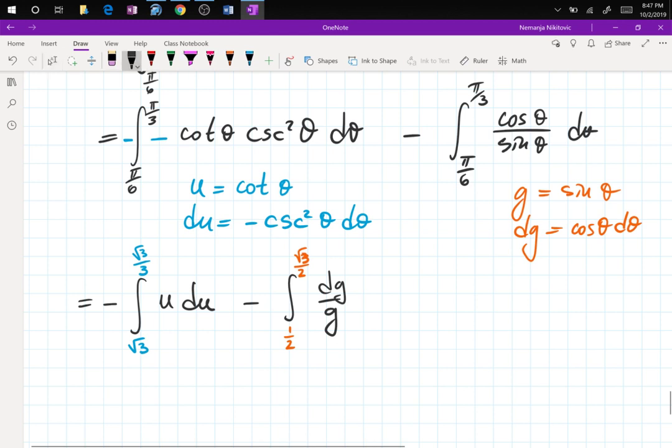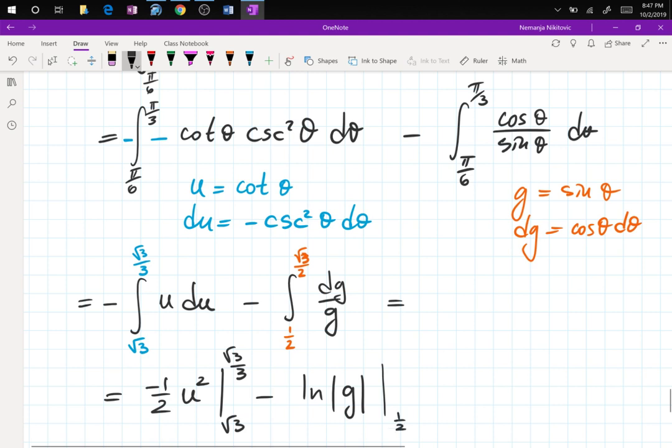And then we just compute. The integral of negative u is negative 1/2 u squared, and we have our root 3 and root 3 over 3. We are not going back to thetas, because that would bring back the trig functions, that will bring back the pi limits. We convert those limits when it's easy, so we don't have to worry about trig limits later. Minus the ln of g, and g is given as 1/2 and root 3 over 2.